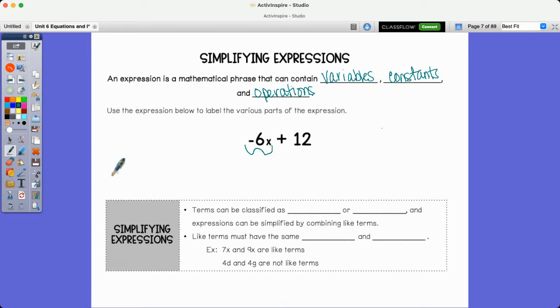First thing we're going to do, oh, that was ugly. Is this. This is a term. That whole thing is the term. The first part is called the coefficient. That is the number that sits in front of the variable, which brings us to the next piece, which is the variable. Your addition sign is your operation. And last but not least, we have your constant.